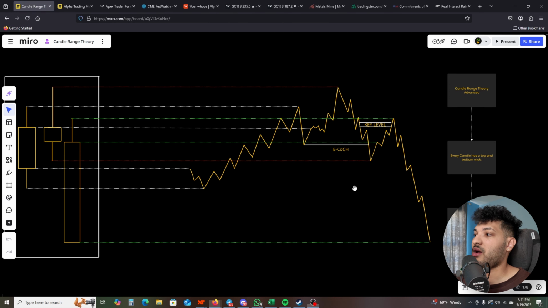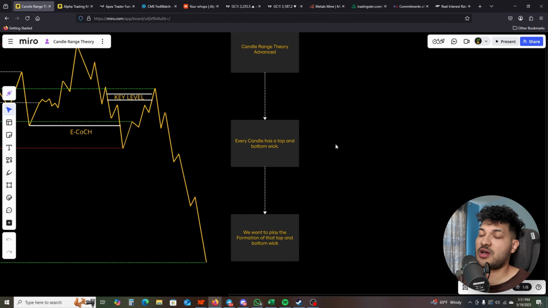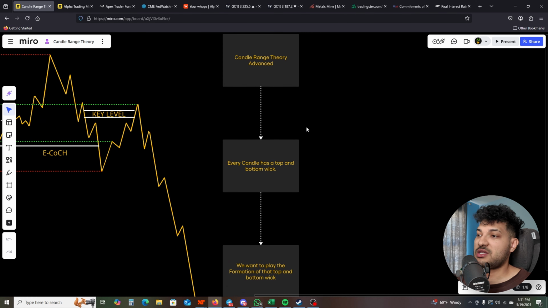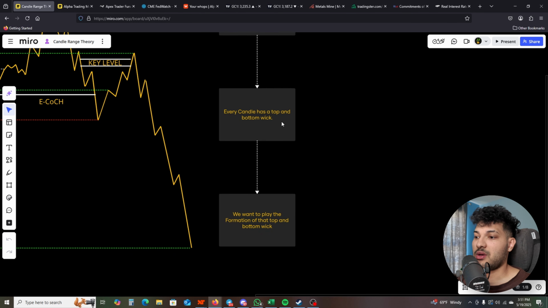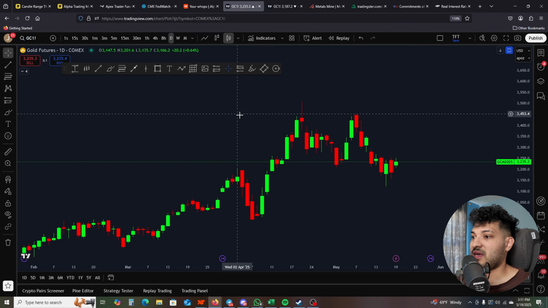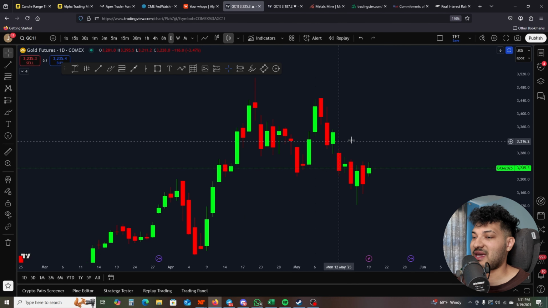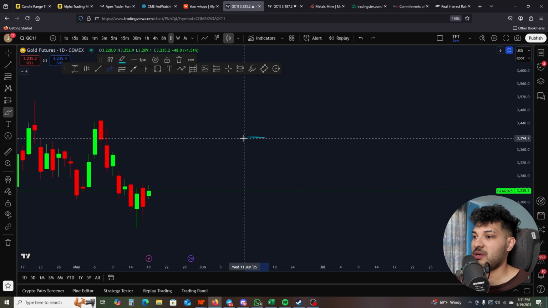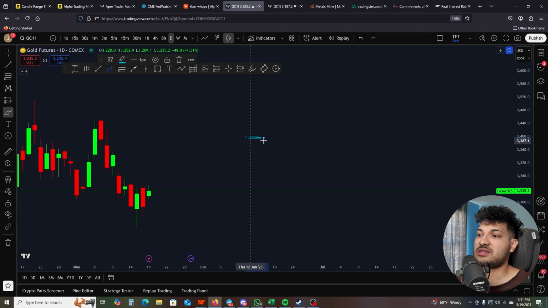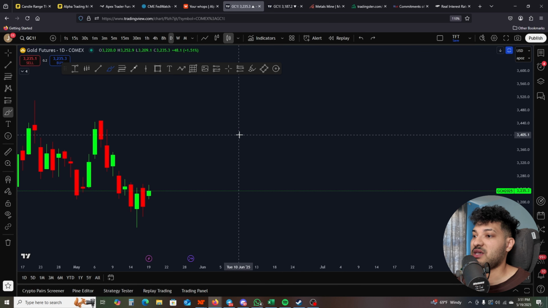Candle range theory, especially advanced candle range theory, we're going to cover basic and advanced as well. But it's literally so simple, guys. And again, I like to do this in my own way of explaining it to you that makes sense and that's practical. It's literally that every single candle has a top and bottom wick, okay? So when we're looking at a candlestick, we know that when a candle opens up, assuming it's a green candle, at a certain level.